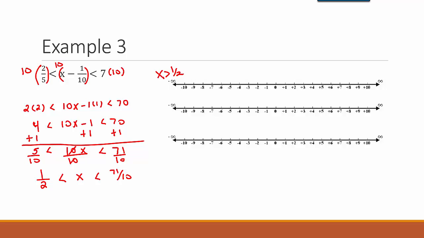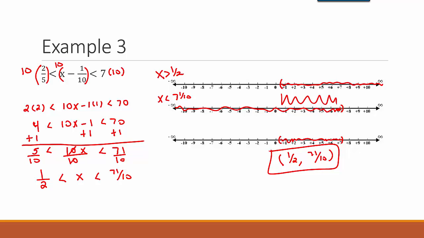So if x is greater than 1/2, 1/2 is about right here. Now notice we do not have the or equal to, so it would be a parentheses. X is less than 71 over 10. That's the same thing as 7 1/10. So just a little bit beyond 7 here, parentheses to the left. And as you can see, they overlap in between those two numbers. It's like saying I have more than 1/2, but less than 71/10. They overlap right here in between the two numbers. So my final answer, parentheses, 1/2, comma, going to 71/10, and parentheses there. And again, I use parentheses this time because I did not have the or equal to bar.